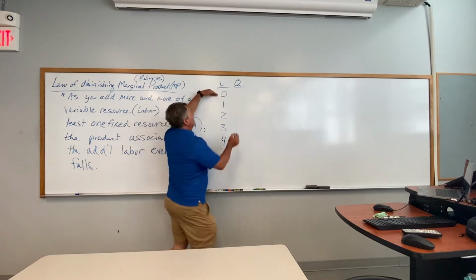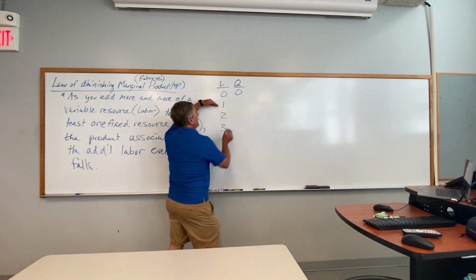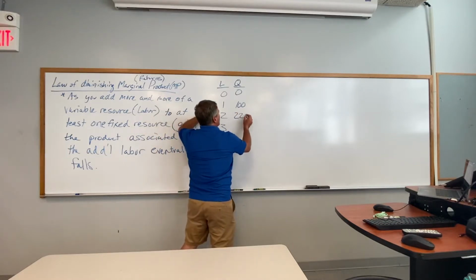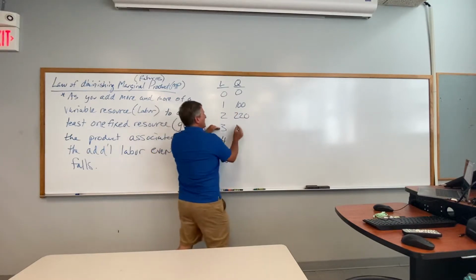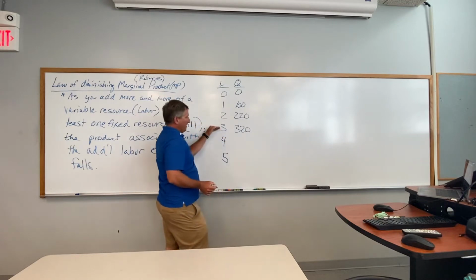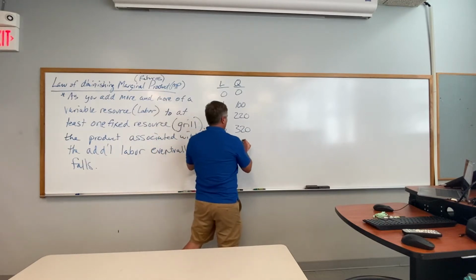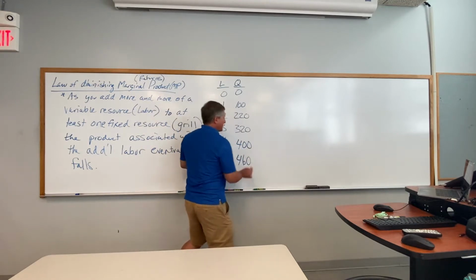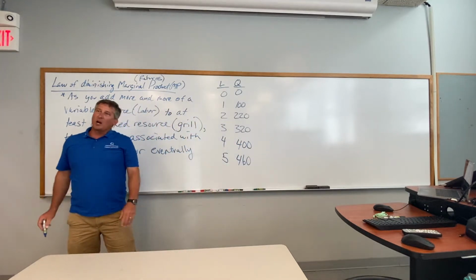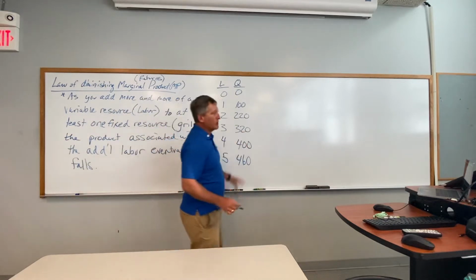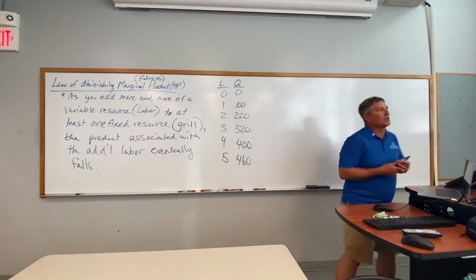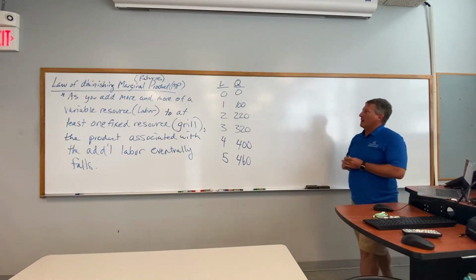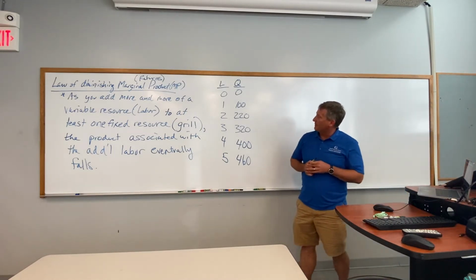So with 0 Russes, I can't have any hamburgers. 1 Russ gives me 100. 2 Russes, I can bump up to 220. 3 Russes, 320. 4 Russes, 400. And 5 Russes, 460. So there's our production function showing the relationship between variable resource labor and our output hamburgers.